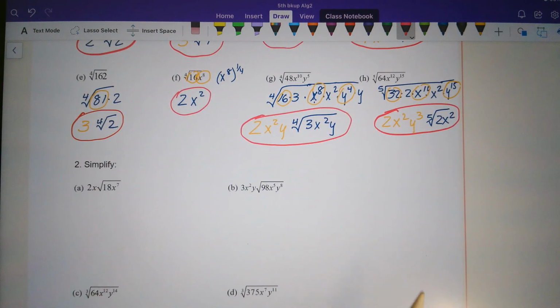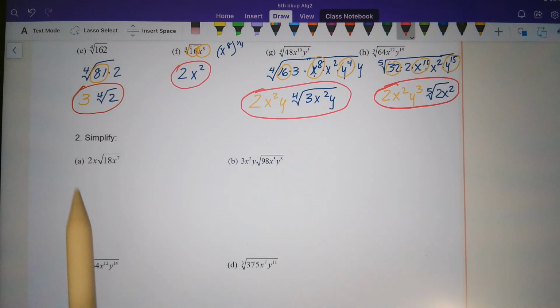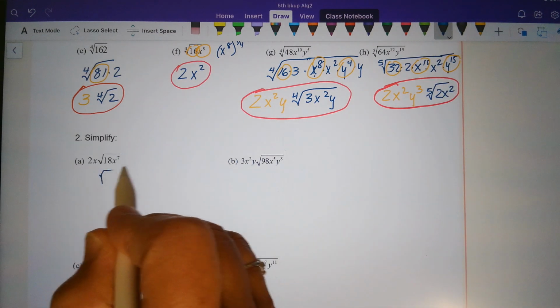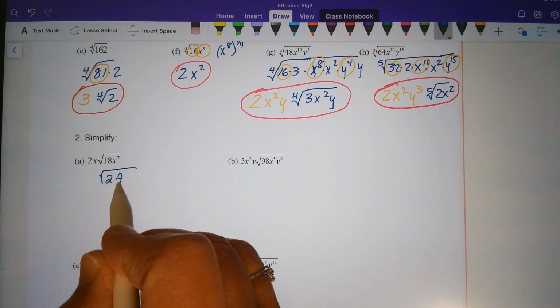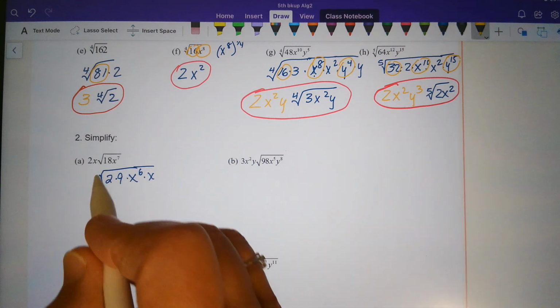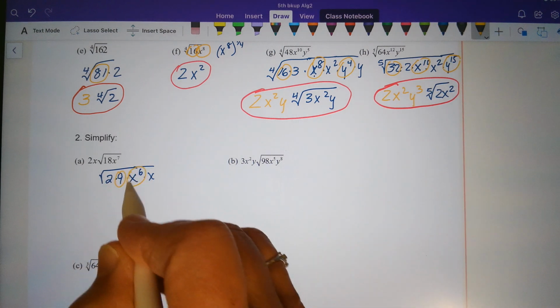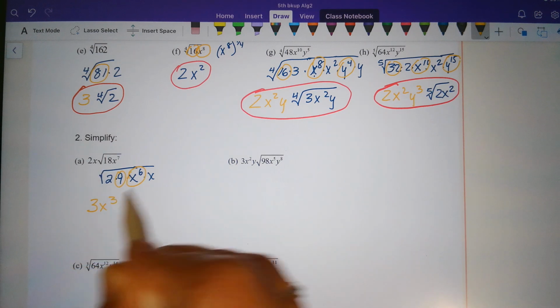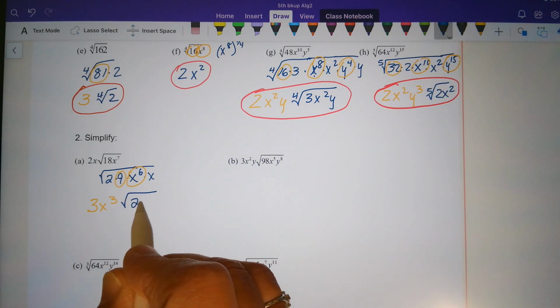Okay, some more simplifying. Here we actually have something outside of our radical. So this is 2x times the square root of 18x to the 7th. So we simplify the radical first, and 18 we're thinking 2 times 9. X to the 7th we'll write as x to the 6 times x. Let's circle those that are perfect squares. Out come their square roots. 3x to the 3rd. What's not circled remains, 2x.